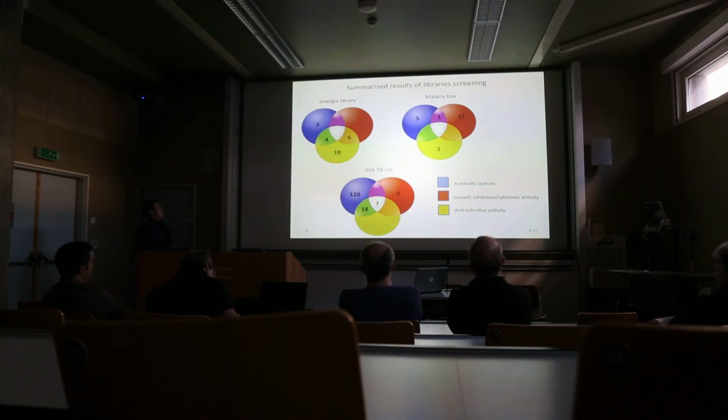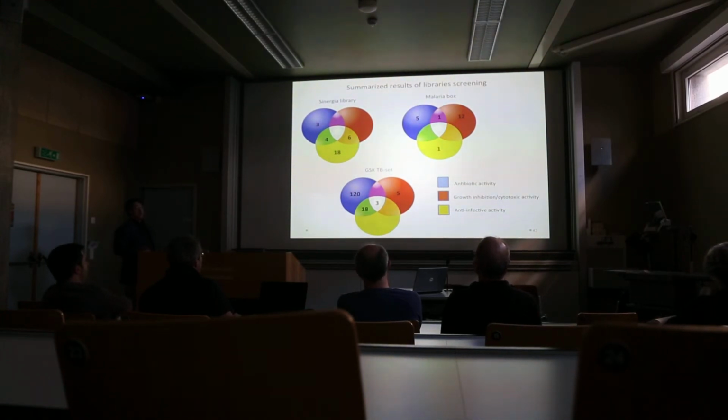You can see that we have many anti-infectives in our Synergia library, which confirms our idea that it's host-pathogen oriented. At the same time, not surprisingly, we're not getting many hits in the malaria box because it's oriented on another pathogen. And in the GSK TB set, we get lots of antibiotic activities, which can also be expected. But surprisingly, we don't get many anti-infectives, so there are not many strong anti-infective compounds. Many of the compounds display very low inhibition rates, like 10% or 20% inhibition.